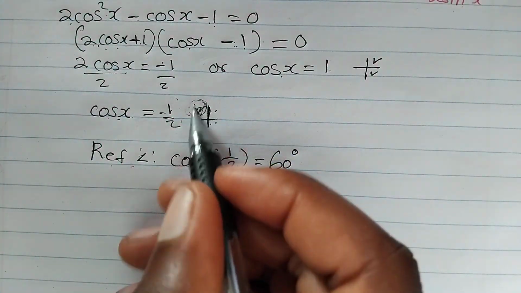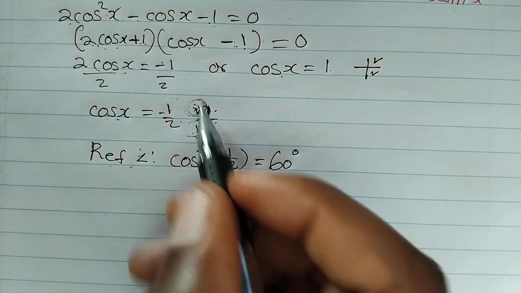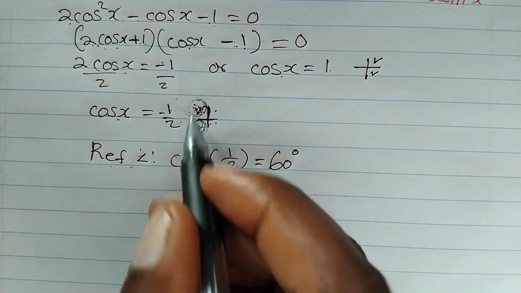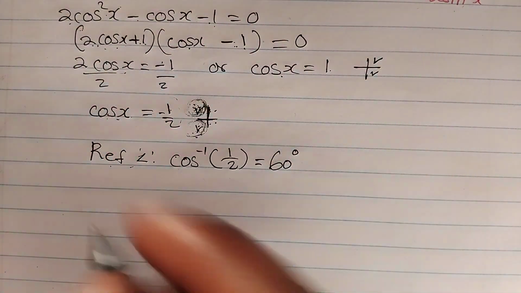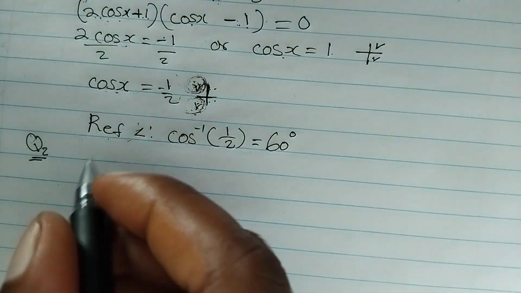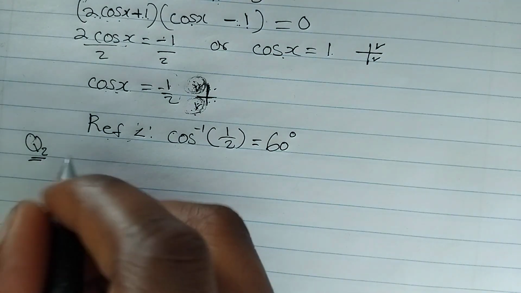You can solve only one quadrant and that is fine, but if you want all the solutions, you can solve these two quadrants. It's not a must for you to solve the two quadrants. You can just solve the first one that you see here, which is quadrant 2. So you go and say quadrant 2. Quadrant 2 is given by the general way of writing it.